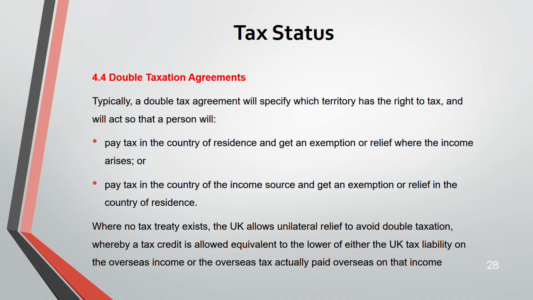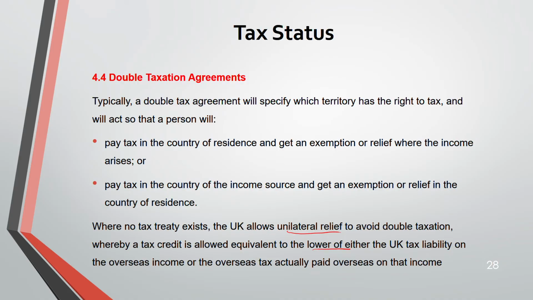What happens when no tax treaty exists? Then the UK allows unilateral relief. This avoids double taxation. Here, you are paying tax overseas, but you are getting an equivalent tax credit in the UK for it. You are getting a tax credit on the lower of the two: the UK tax on the overseas income or the overseas tax paid. Whichever is lower, you get a tax credit on that.